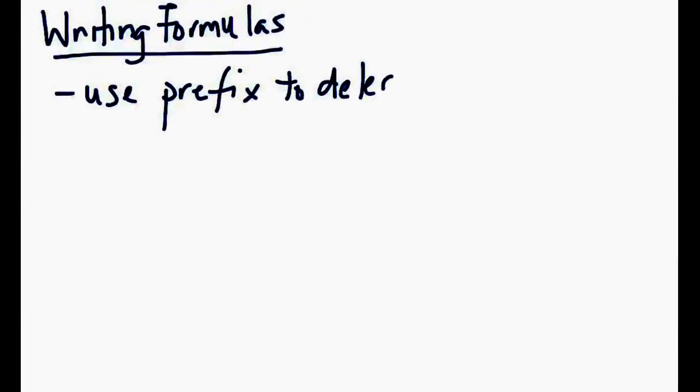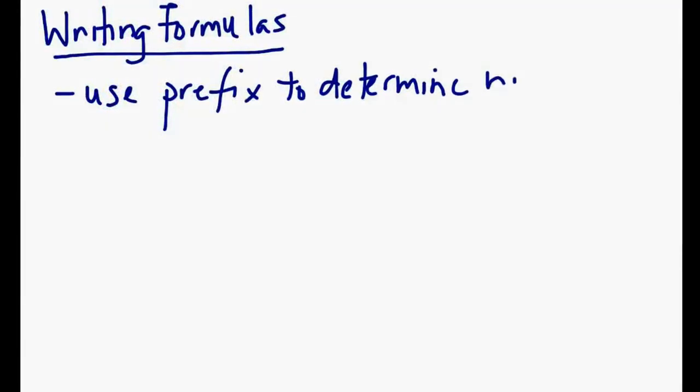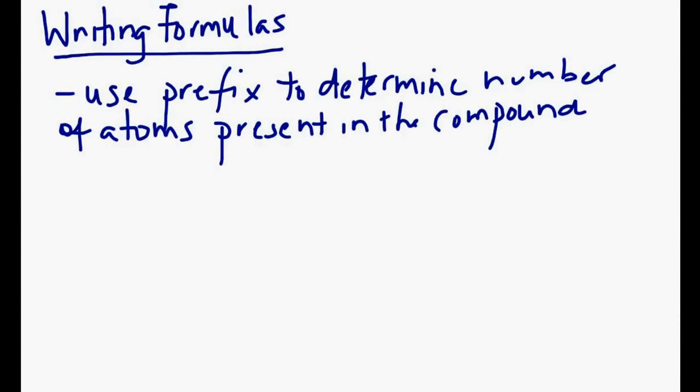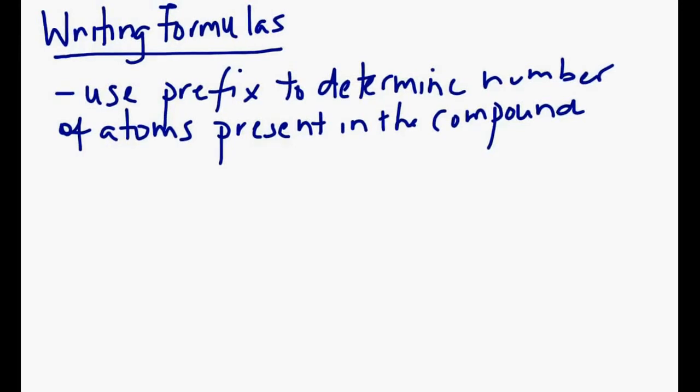Writing formulas for molecular compounds is very straightforward. You use the prefix in the name to indicate the number of atoms of that element present. That number becomes a subscript. So it's written as a subscript.